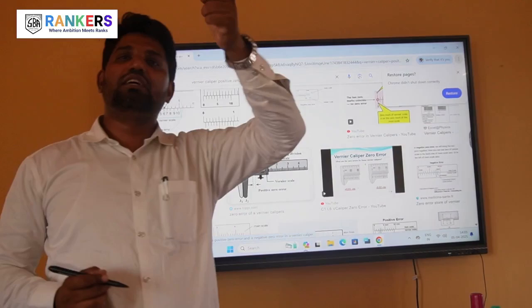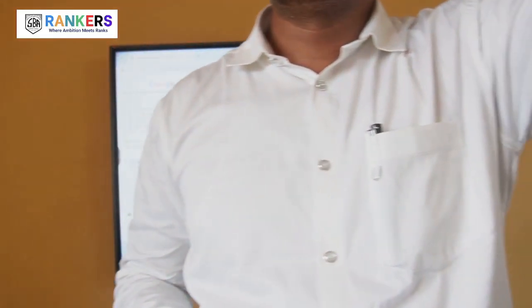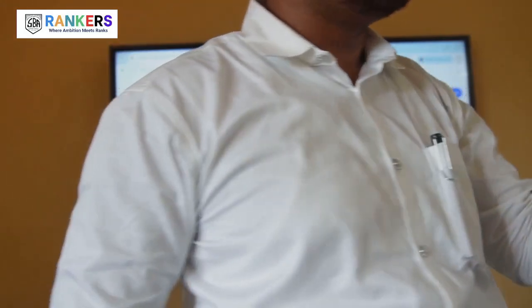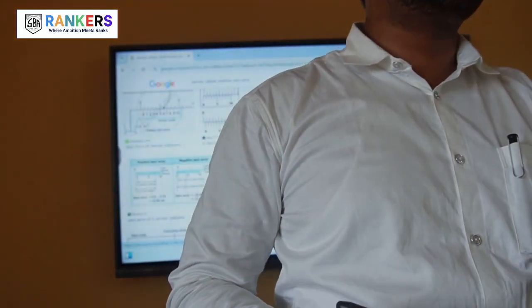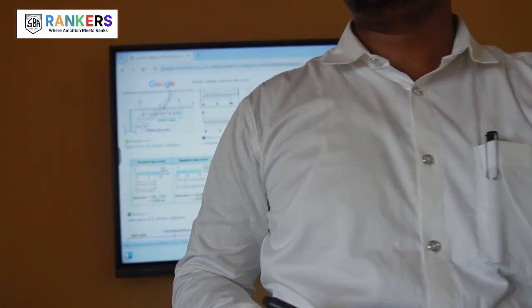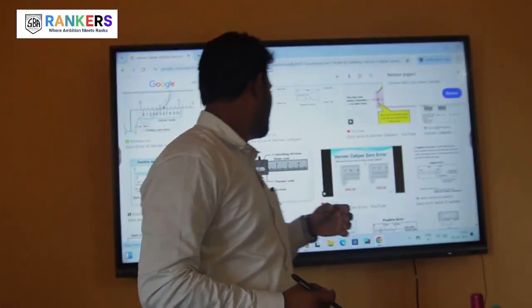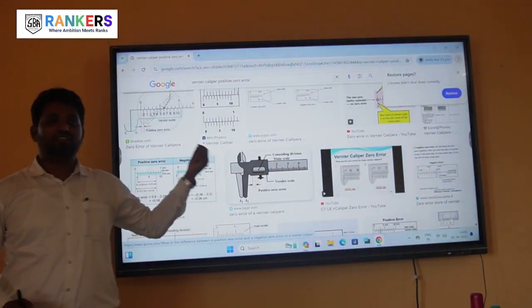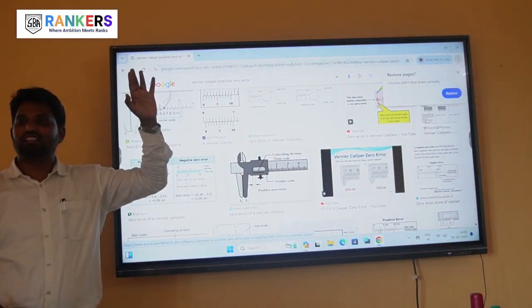Then Vernier constant. Tell me what is the meaning of the word constant? Fixed value. Fixed value, no? This is called constant. If the same fixed value is repeated, that is called constant. Here, in the Vernier scale, how many divisions again I ask?